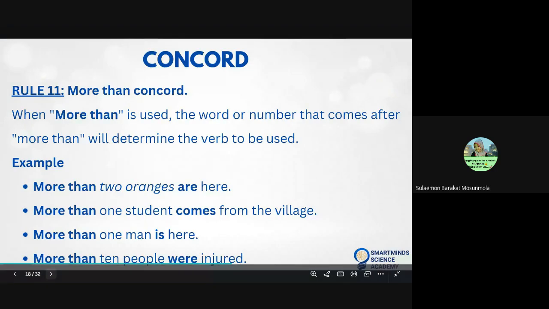More than one student comes from the village. I have "comes" because one student indicates singular, and a singular subject should attract a singular verb according to the first and the simplest rule. More than one man is here. More than ten people were injured. Let's move to the next rule.